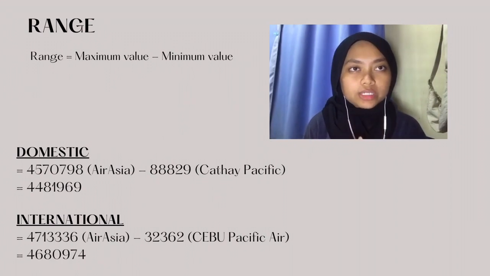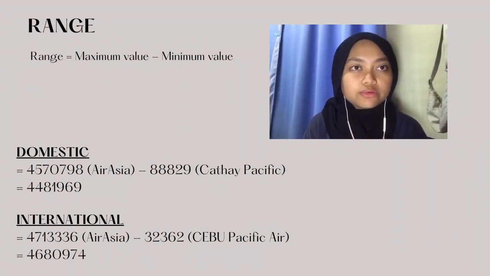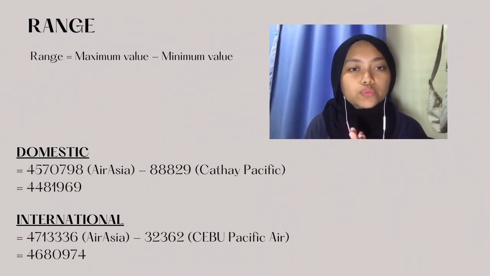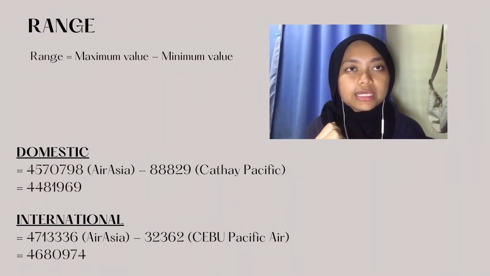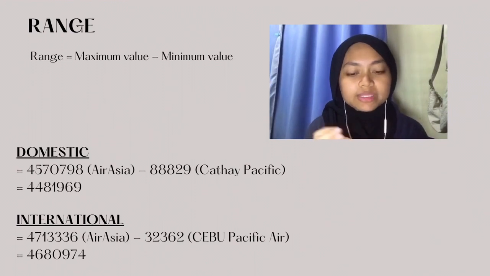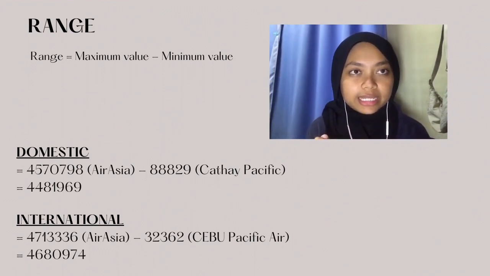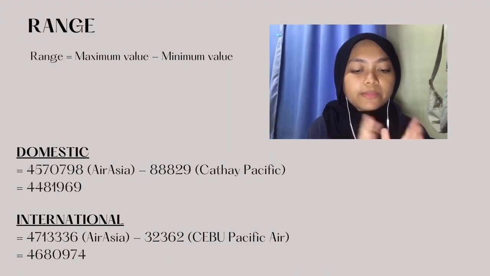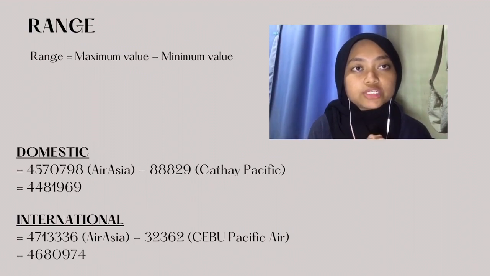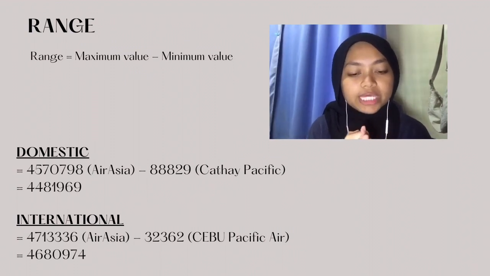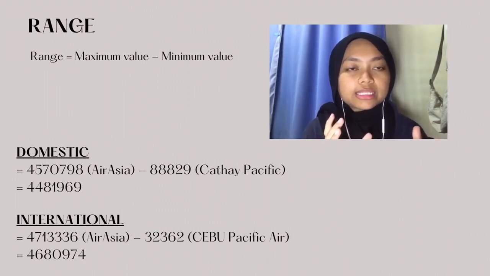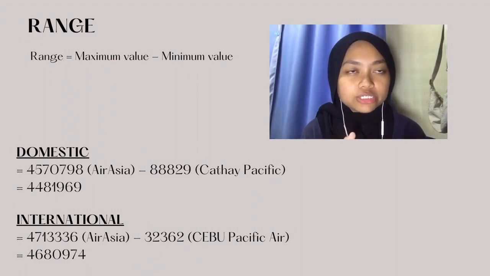So the first thing that we need to calculate in this part is the range. In order to get the range, we need to subtract the minimum value of the data from the maximum value. For the domestic airline, the maximum value is AirAsia, and the minimum value is Cathay Pacific. Then we get the answer 4,481,969 for the domestic. For the international part, the maximum value is still AirAsia. Then we subtract the minimum, which is Cebu Pacific Air, and we get the answer 4,680,974. So from this data, we know that the international airline has the highest range compared to the domestic airline.